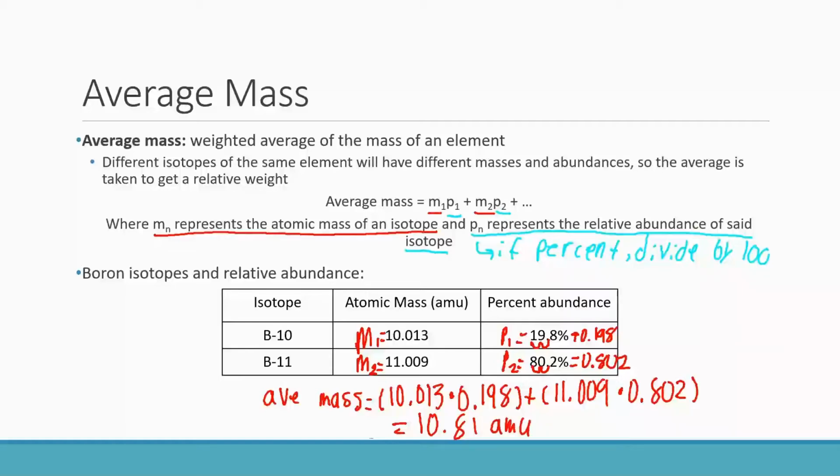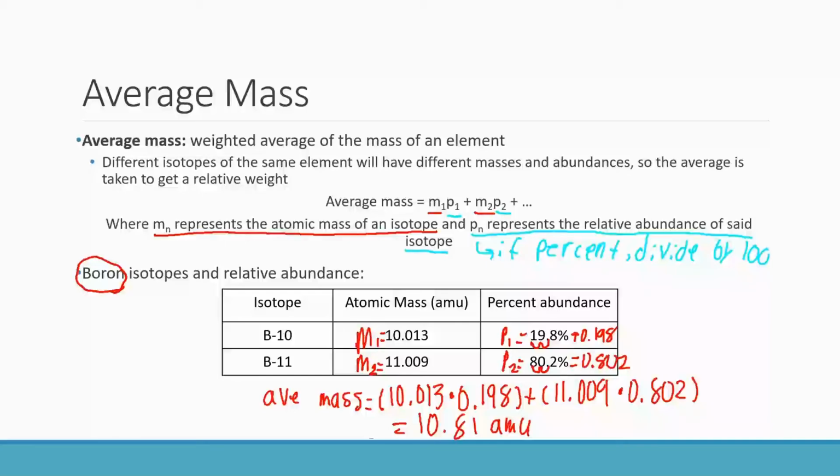Now, this is the average mass for boron. There is actually a way to verify if your answer is correct or not. Right now, you should be looking at your periodic table and checking to see what the mass listed under boron is. If you look at boron on the periodic table, you'll see that the average mass is also 10.81 atomic mass units. Because of that, we know that this calculation is in fact correct.